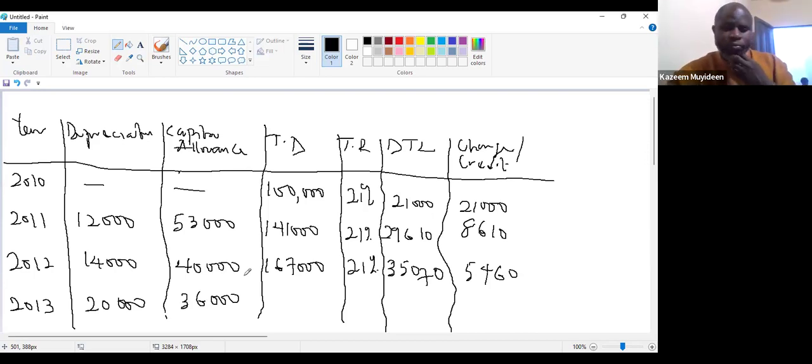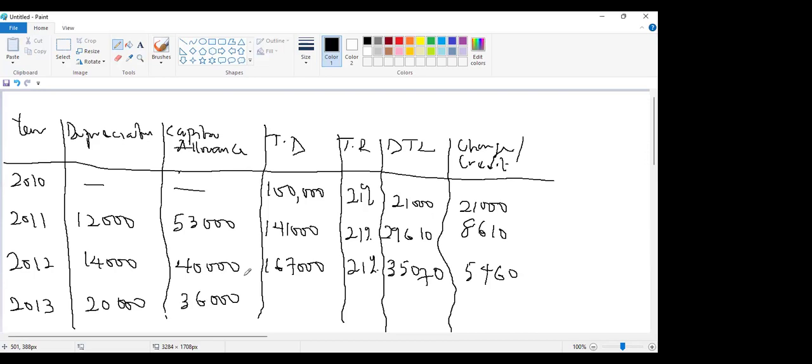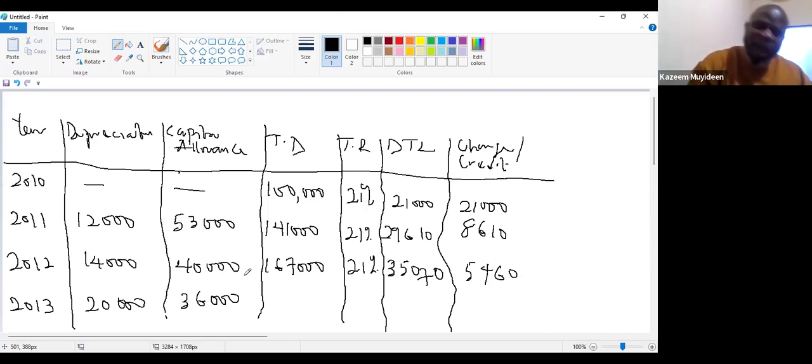Now, the difference is 16,000. I will add the 16,000 to the temporary difference, or I can decide to go direct. I can say 167,000 plus 16,000 will give me 183,000.